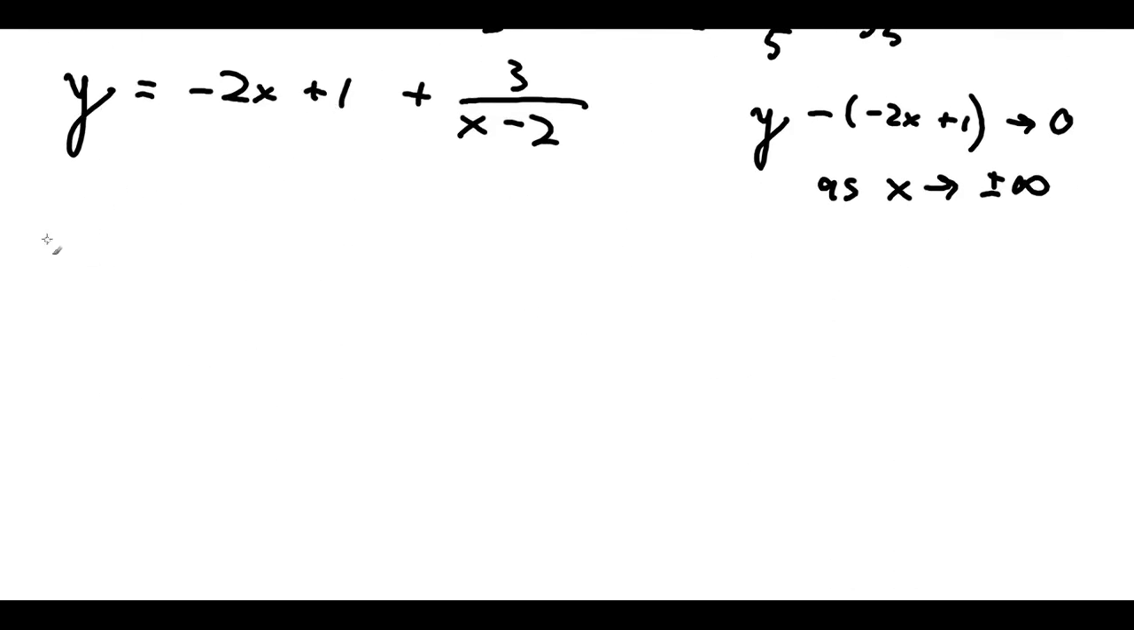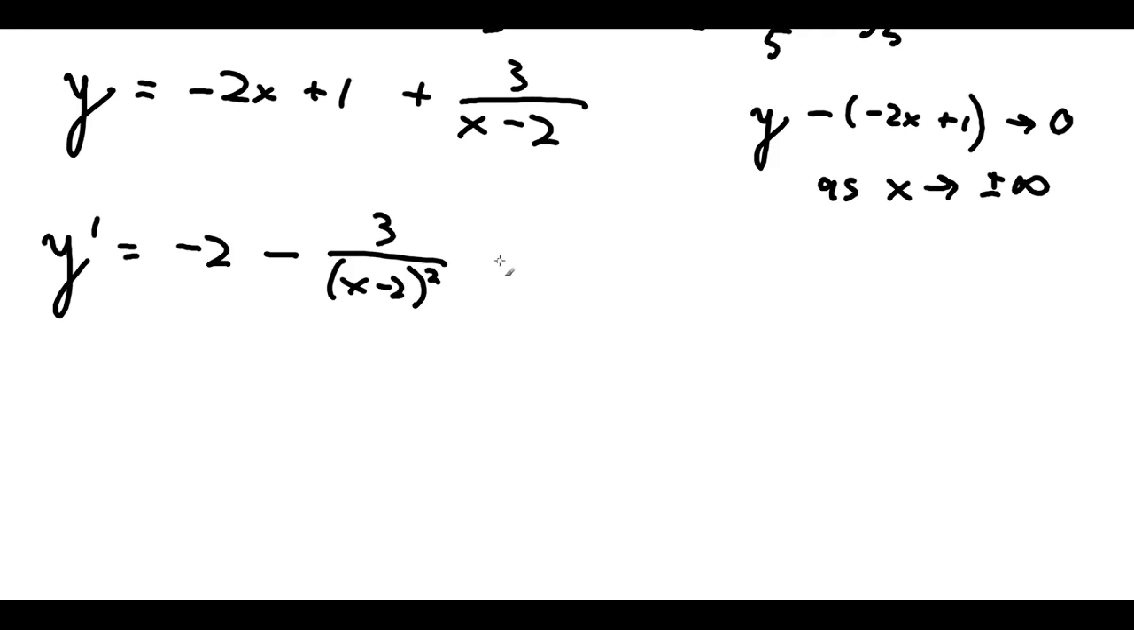If this is y, then y prime is equal to negative 2. The derivative of 1 is 0. Here we have x minus 2 to the negative first, so we get minus 3 over x minus 2 squared. So that was a whole lot easier.